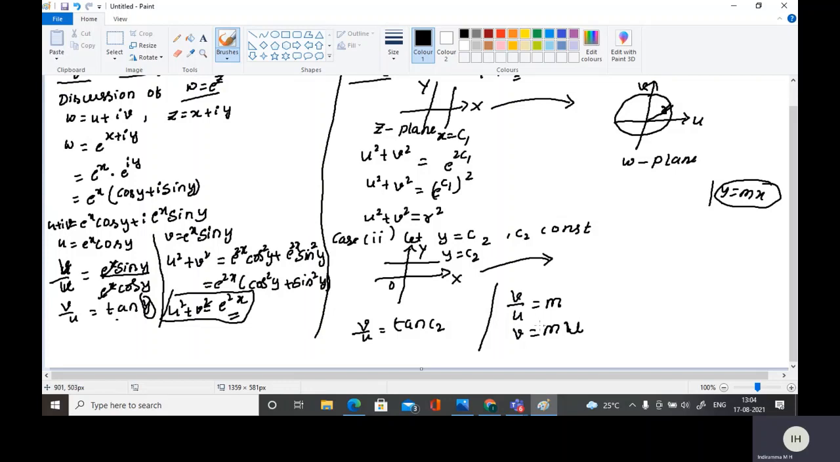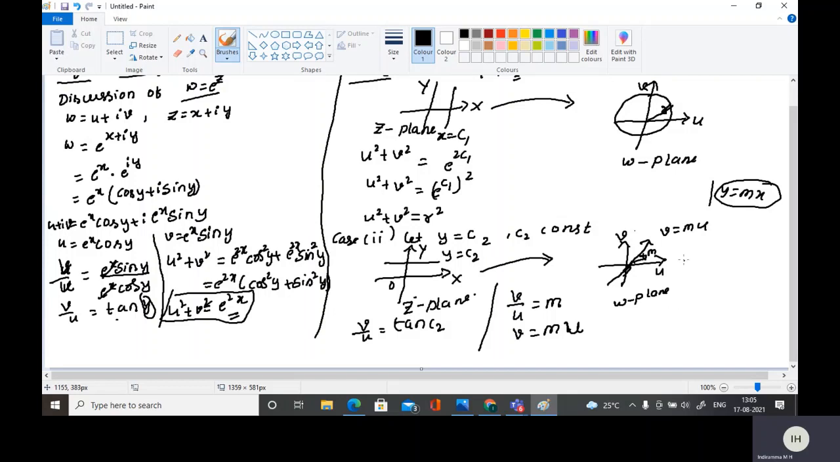having a slope m. Similarly, v is equal to mu is also a straight line passing through origin having a slope m in the W plane. This is the Z plane. So in the W plane we got a straight line passing through origin, v is equal to mu, having a slope m. This is the u axis and this is the v axis in the W plane. The straight line parallel to the x axis maps to a straight line passing through origin in the W plane.